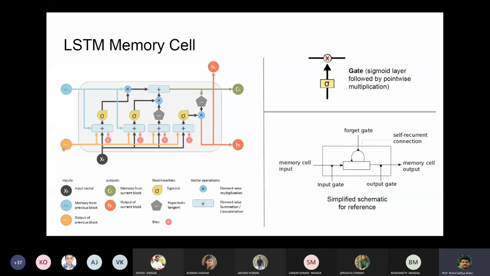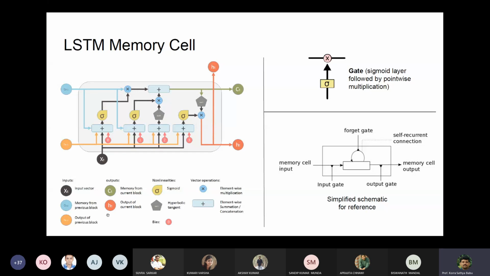Outputs, what do you get? The outputs of this memory cell are ct and ht. ct is nothing but the memory from the current block: what should be carried forward from the memory values. And ht is the output of the current block. Either you can display it there, or you can pass it forward to the next cell. It depends upon what type of RNN you are using, whether it is many to one, one to many, or many to many. So whether we give the output here only or pass it to the next one, okay, fine.